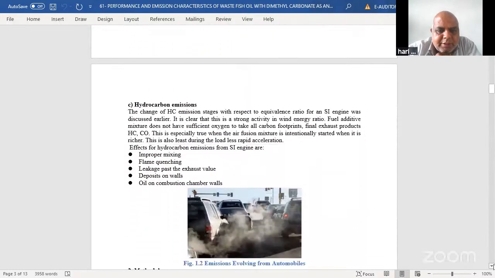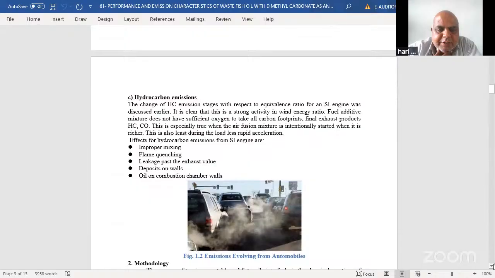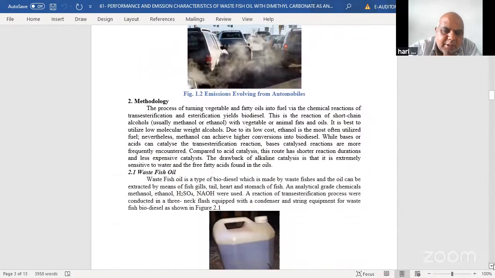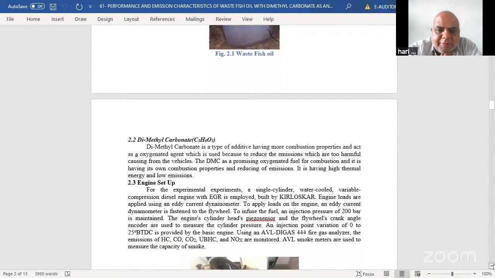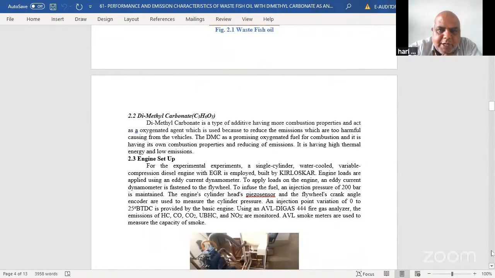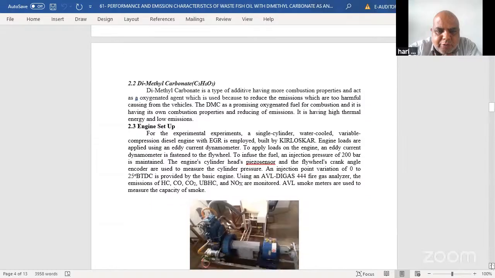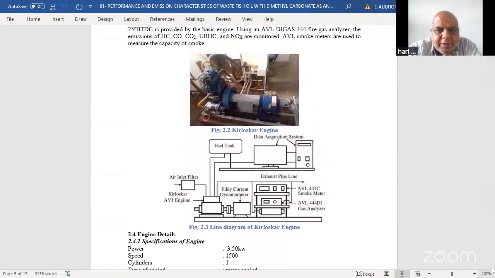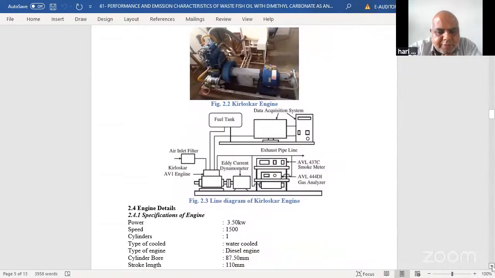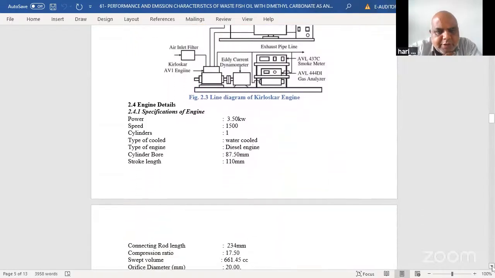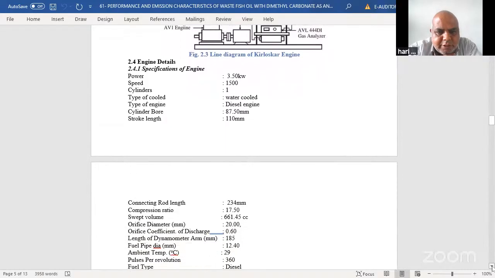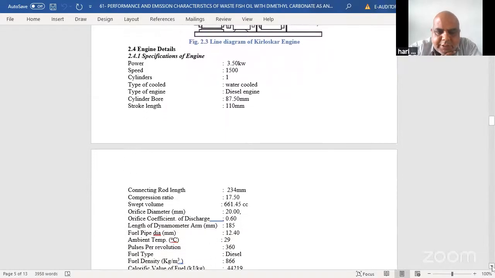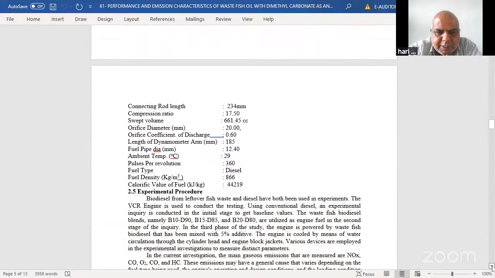So this is the descriptive theory about the various emissions which come across in the diesel engine. So this is the fish oil which was produced in the experimentation by using the transesterification process. So this is the engine setup we have used for experimentation, a single cylinder diesel engine. That is the Kirloskar single cylinder diesel engine we have used. These are the specifications of the engine: 3.5 kilowatt, that means a 5 HP, single cylinder water cooled engine. These are the dimensions of the engine, like bore and stroke, everything is mentioned here.